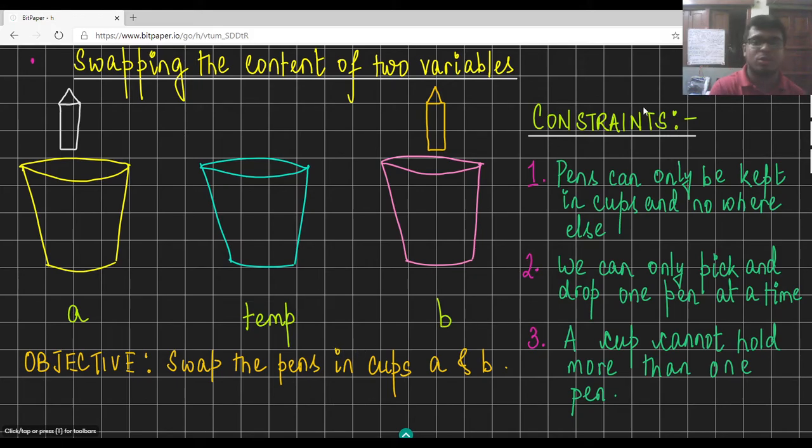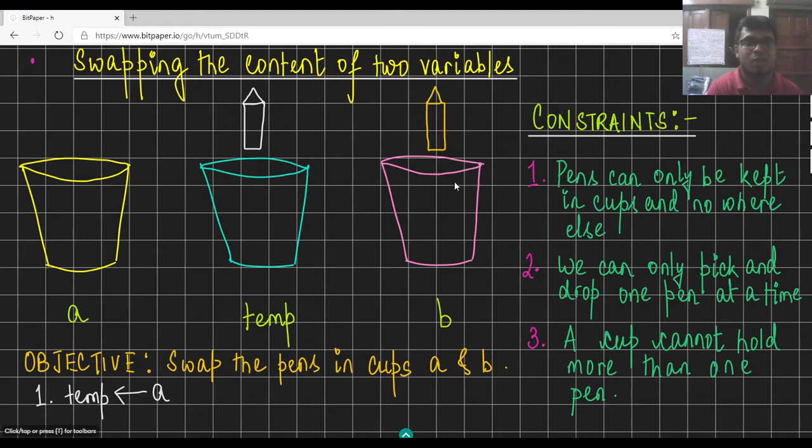Because I need to abide by these constraints, I would first pick up this pen, and because I have the temp cup empty, I'm going to place this in the temp cup. So what am I doing? Well, this is the first step, right? I am keeping the pen in cup A in cup temp, right?